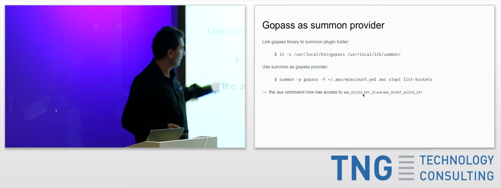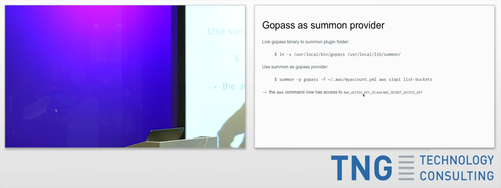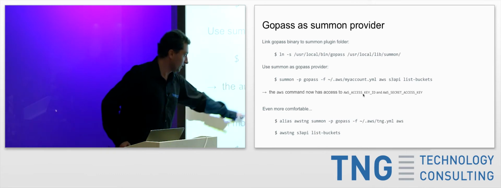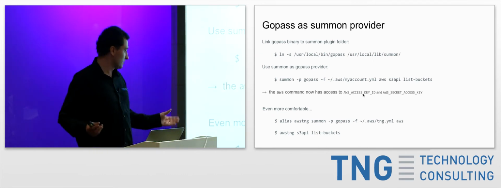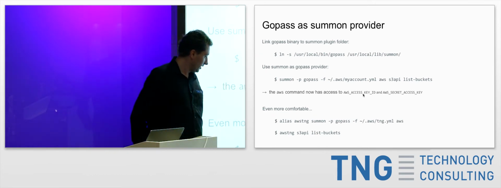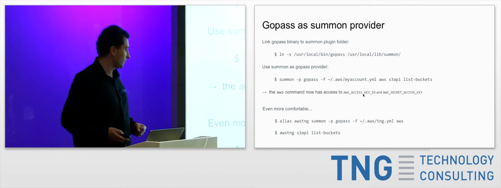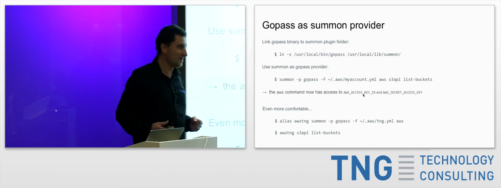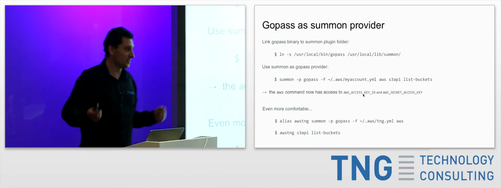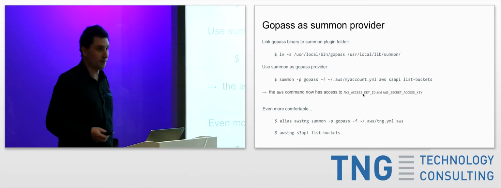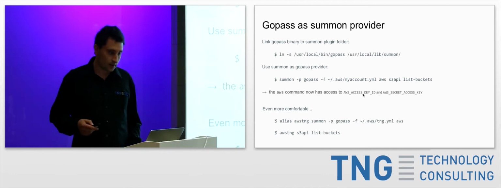So that's still a bit long. So if you just alias this part here to AWS, then you can just, for example, call AWS TNG. You have an AWS CLI that always uses your TNG credentials, and I can do the same for the customer and for different accounts that I have without manually switching.